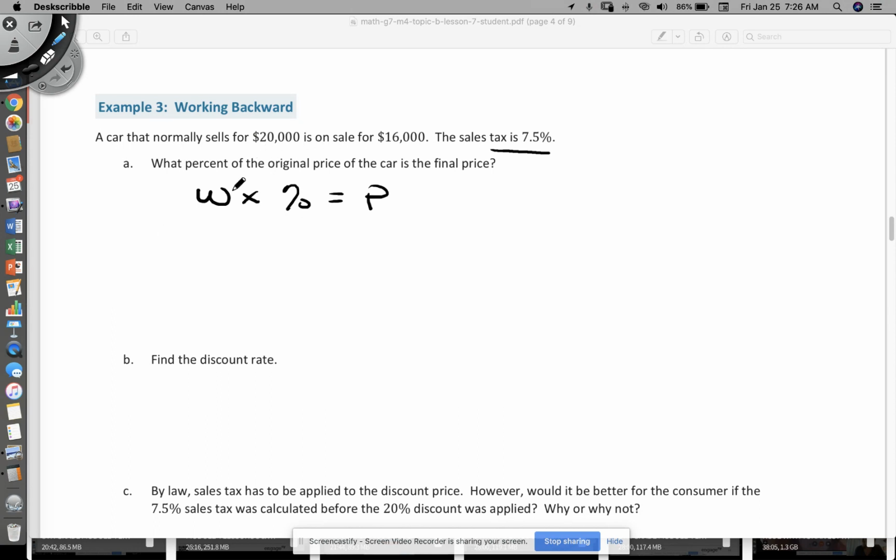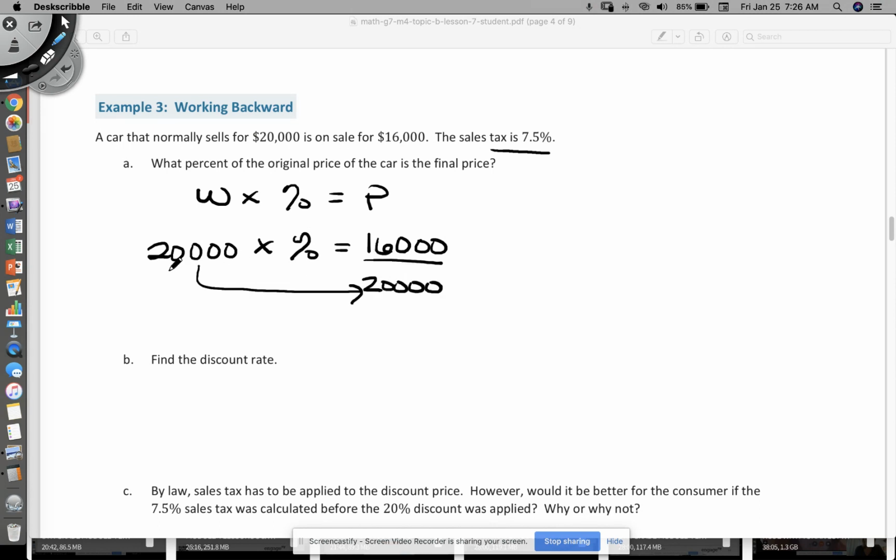So our wholesale price or our original price was $20,000. Okay, we don't know the percent, so I'm going to use the percent sign there instead of making 2 X's. But we do know the sale price is $16,000. So this is asking me 20,000 times what gives me 16,000? Well, I don't know. So I'm going to swoop that down below here and divide that out.